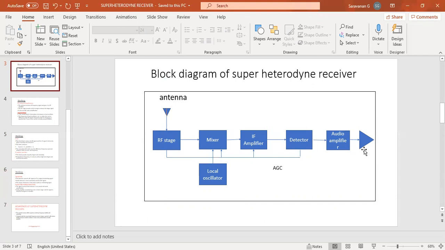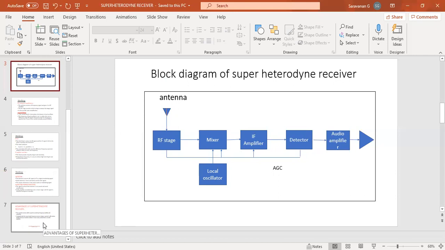In this, there is a stage called the AGC, which is the automatic gain control. Part of the output from the detector is applied to the RF amplifier, mixer and the IF amplifier for the gain control. So this is known as automatic gain control, and this automatic gain control maintains the constant output voltage level over a wide range of RF input signal level. And this is the overall block diagram explanation of the superheterodyne receiver.